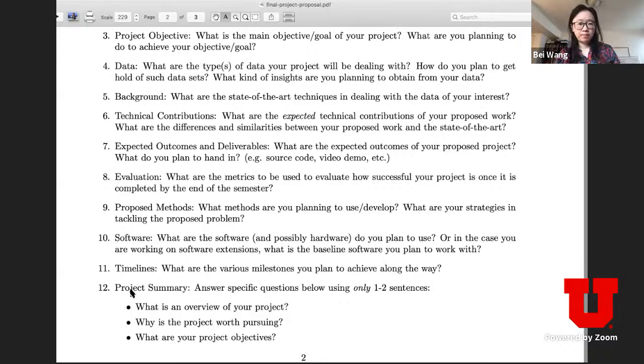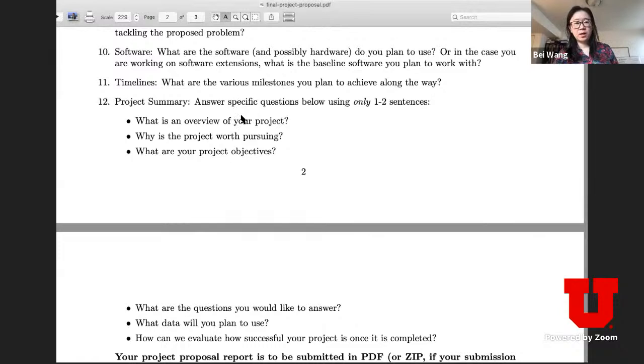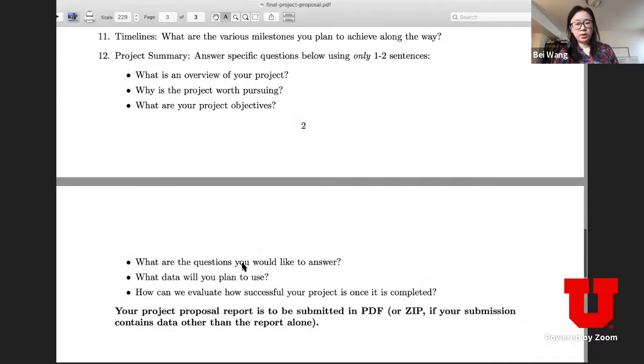Project summary: finally, you're going to end with a few sentences answering each of those questions. So just a quick summary and overview. Why is it worth pursuing? What is the objective? What is the question you would like to ask? What data do you plan to use? How can we evaluate how successful your project is once it's completed?